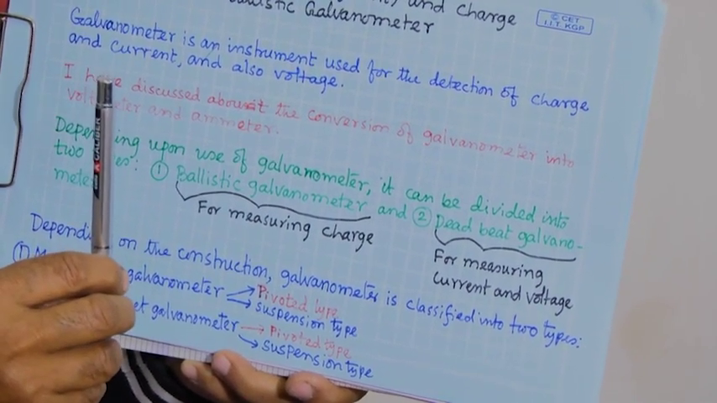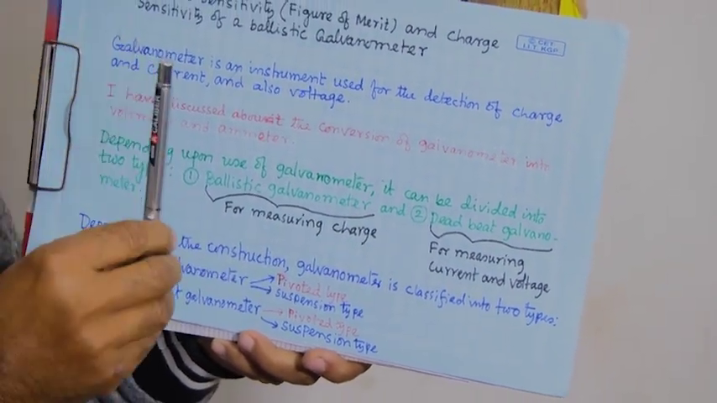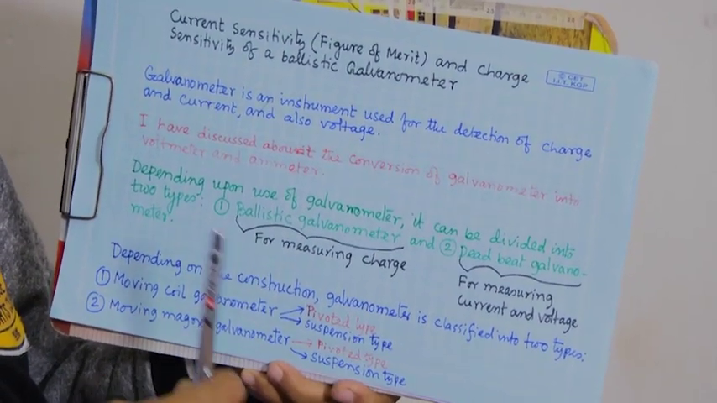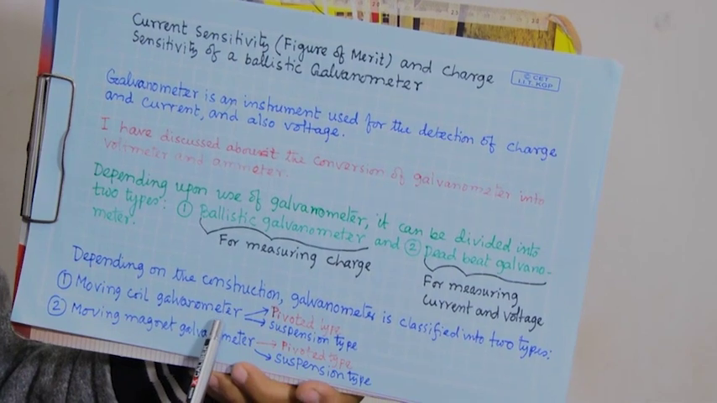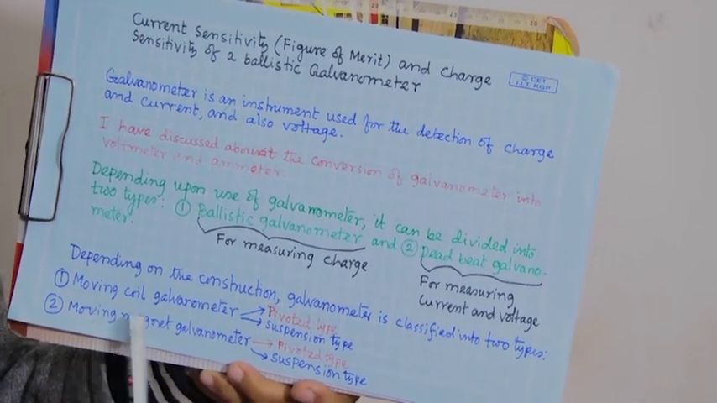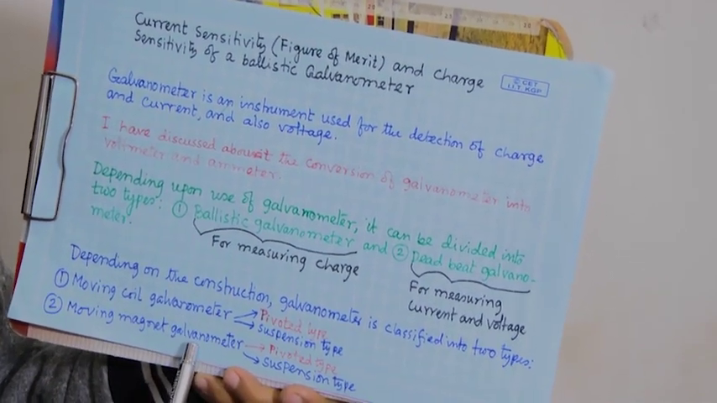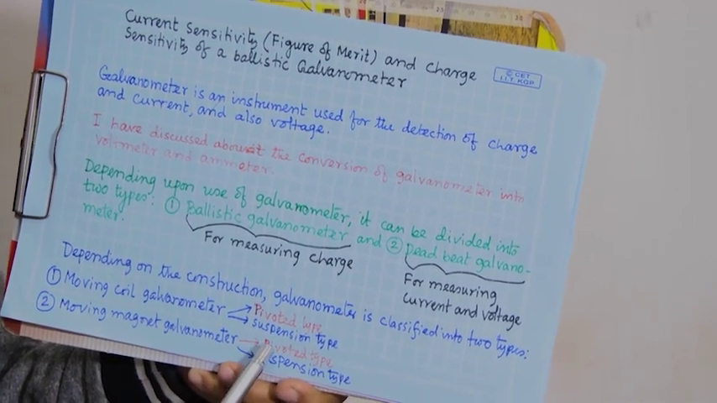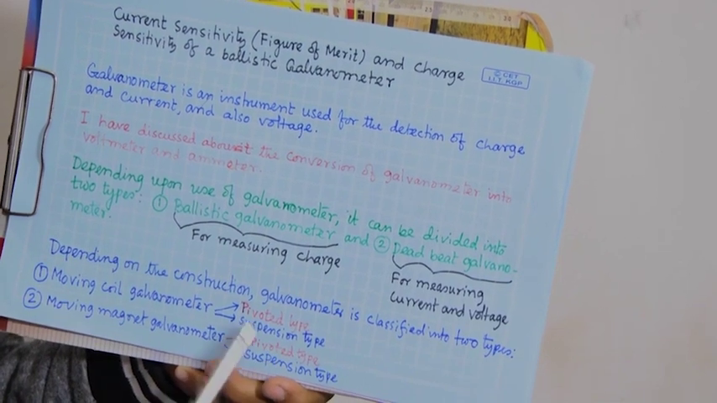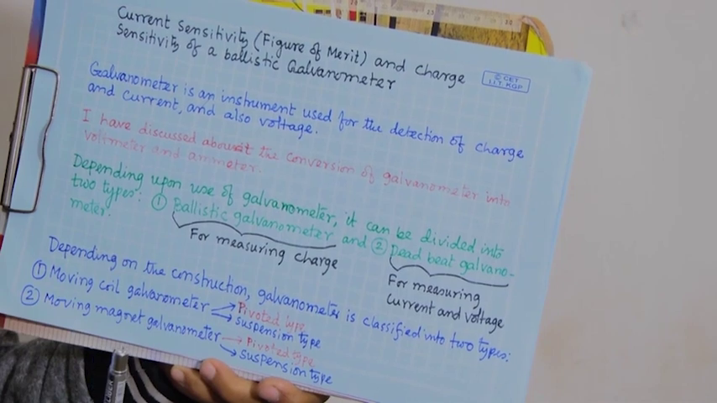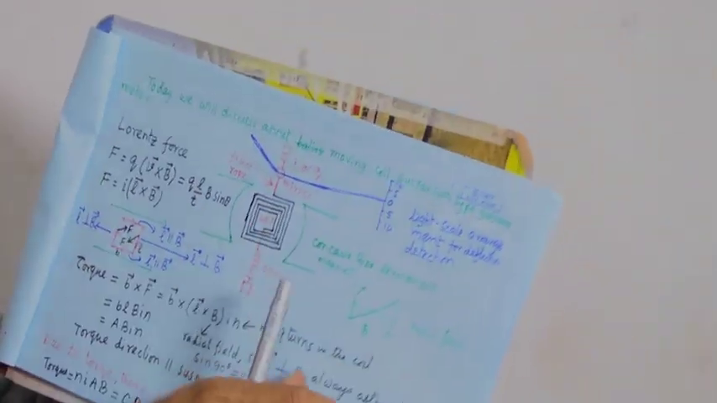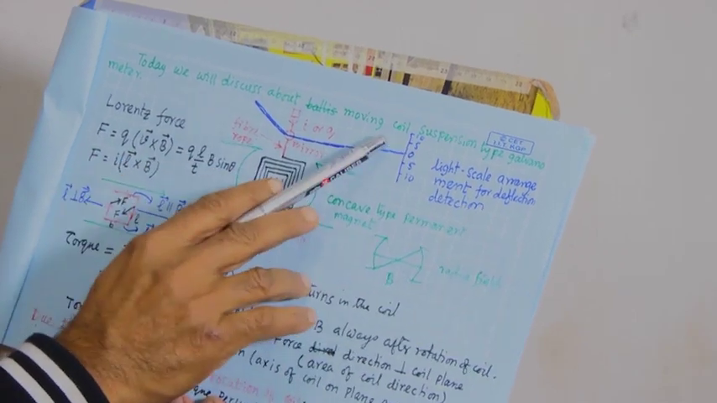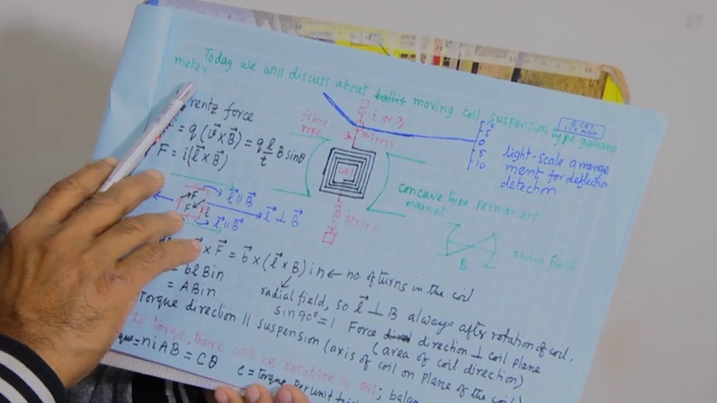And if this coil is suspended from a rope, then we call it the suspension type. So today I will show you this suspension type of galvanometer, and it is a moving coil type of galvanometer. It can be another type also; this pivoted type we also call the tangent type galvanometer. So for the suspension type of galvanometer, and especially the ballistic galvanometer, we will discuss today the moving coil suspension type galvanometer.